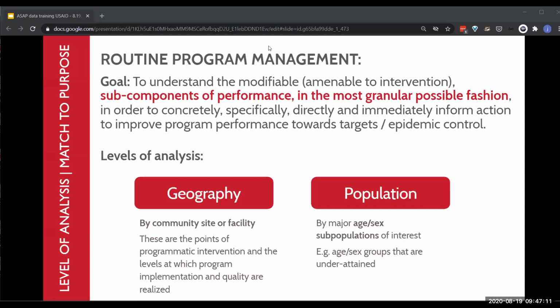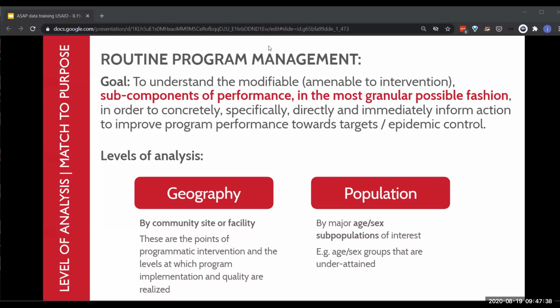Then we've got routine program management. So this, beyond these quarterly reviews, is just what we do on the routine level. So how do you keep track of how your program is doing? Now, again, this is the point at which your particular analysis as an implementing partner might be different than what we look at at headquarters, because you know what you do every day, and you know what data and analysis you need to understand if you're doing the right thing or if you need to do something different.